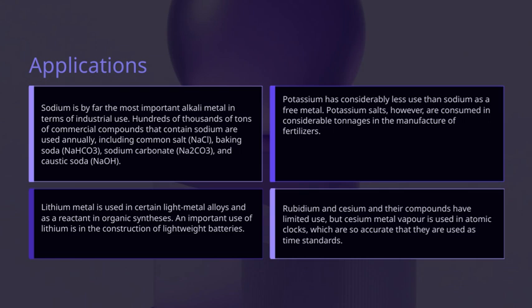We use hundreds of thousands of tons of sodium compounds each year. These include common salt, baking soda, sodium carbonate, and caustic soda, each playing a vital role in various industrial processes and everyday products. So overall, while some alkali metals have niche uses, sodium's role in industry is truly central.